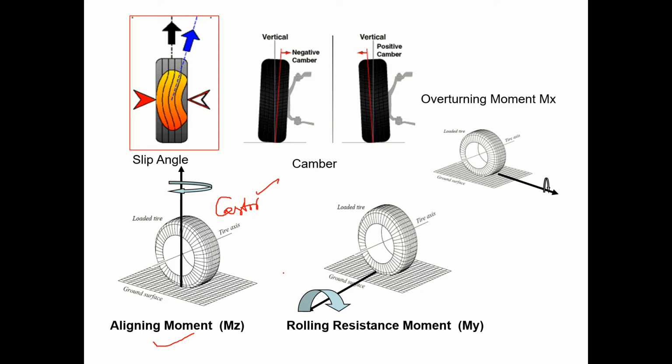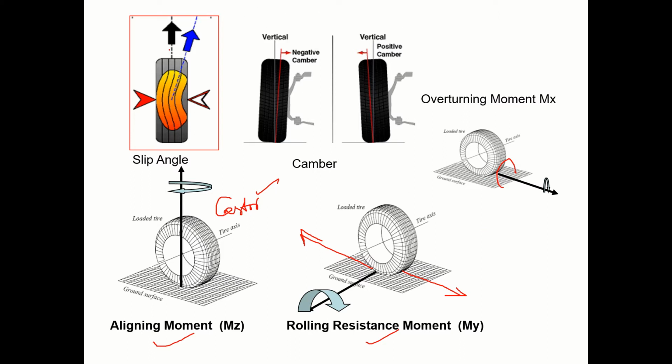Now there is rolling resistance. Suppose this is the direction in which the wheel is rolling, the rolling resistance will be acting opposite. This rolling resistance about the y-axis will create a rolling resistance moment. Similarly, there will be overturning moment about the x-axis like this. If there is unevenness, it will be an overturning moment.